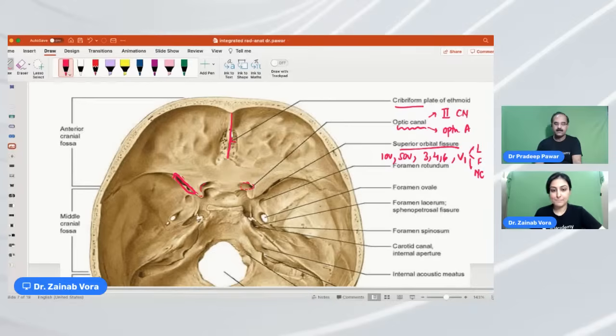Then you can see the anterior clinoid process there. So these are the things that we are going to get in the anterior cranial fossa. Over to you, Dr. Zainab, for the radiological features.